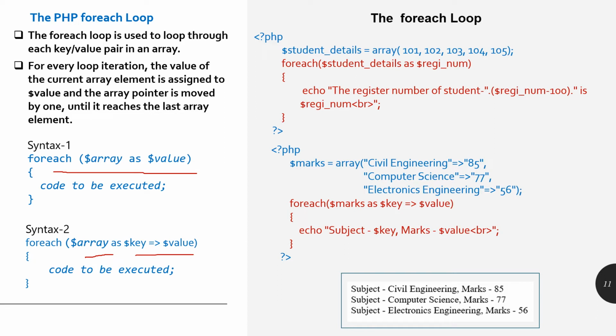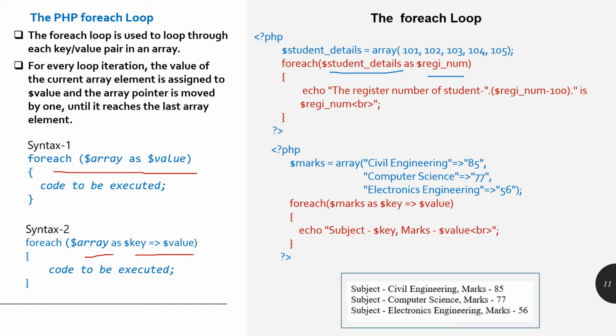What is this? Student detail is the name of the array. As with any variable, you can give any name. Assume this is for register number, and now I have given it as register. So now, for each, this will keep on executing till it reaches the end of the elements. That is about the foreach loop.